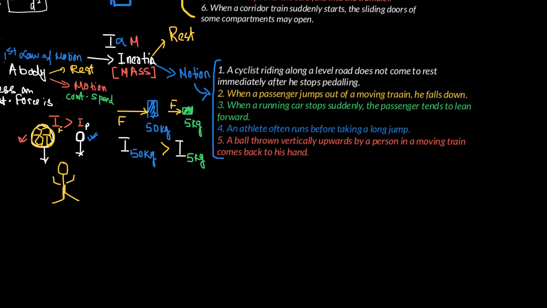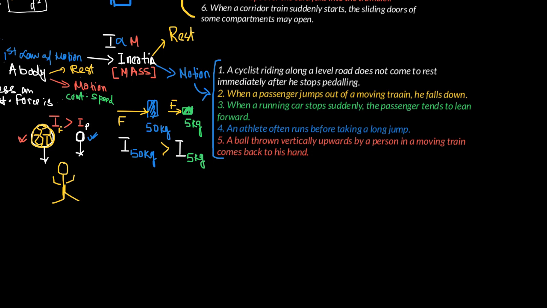The first one is, a cyclist riding along a level road does not come to rest immediately after he stops paddling. We all have cycled in our life, or at least taken a ride with a cycle with our parents or uncles, or still do that. We paddle for some time and then we just stop paddling, and the cycle does not stop immediately. It takes some time, and then slowly it might stop, or we have to brake to stop.